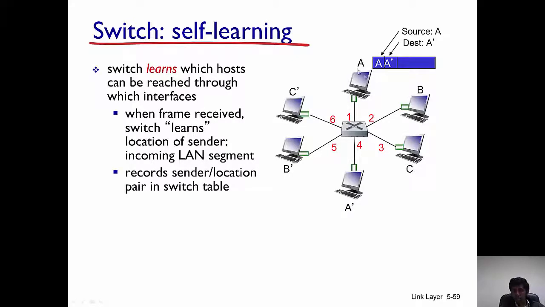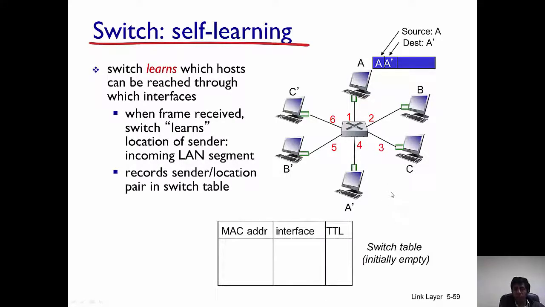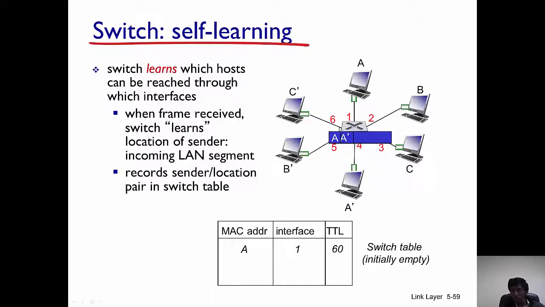Let's say that A and A prime are communicating and A wants to send a frame to A prime. So what A does, it first sends this frame along its interface, that is interface 1, and when the switch receives this frame, it records the MAC address of A and its interface in this table.